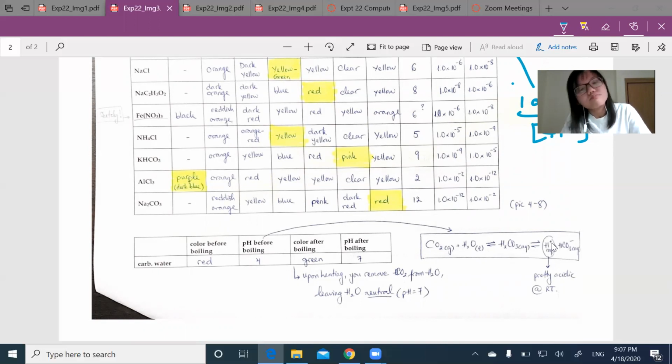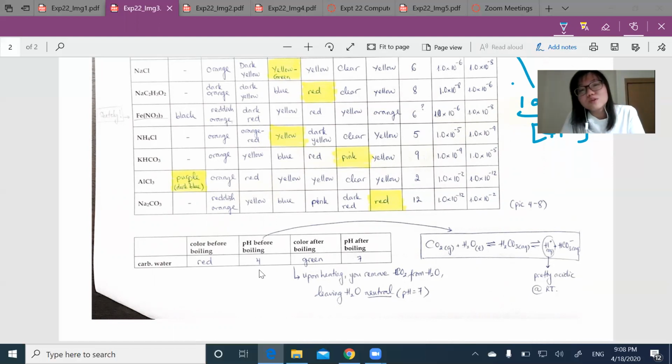Yep. Because this one is a weak base and this is a strong acid, when you have something weak and something strong, the stronger ion would always dominate and give you the final pH for the solution. So if this is the only H+ present in your solution, that is considered a strong ion, and it would make your entire solution acidic. So carbonated water at room temperature would be quite acidic, and indeed it has a red color, which corresponds to a pH of 4.